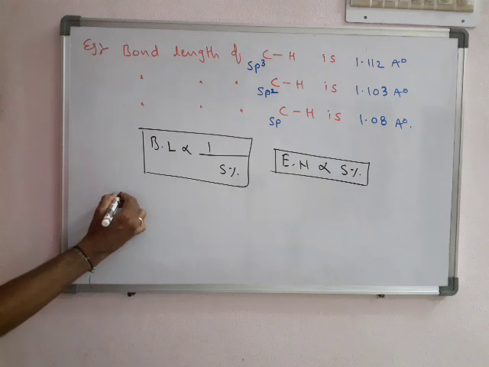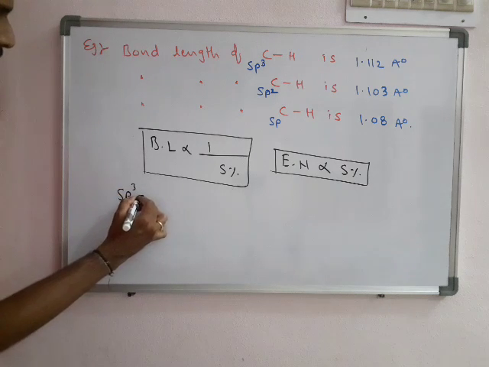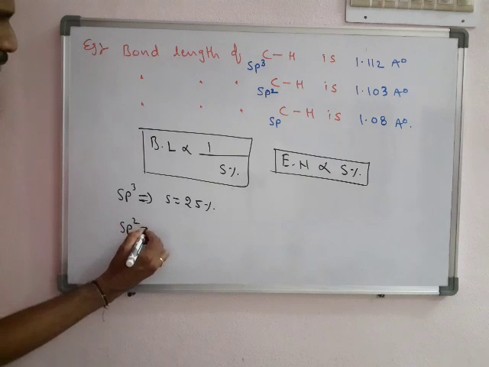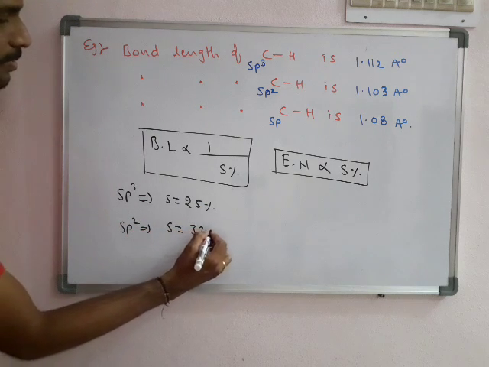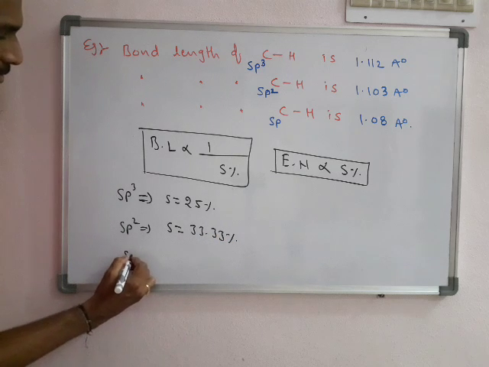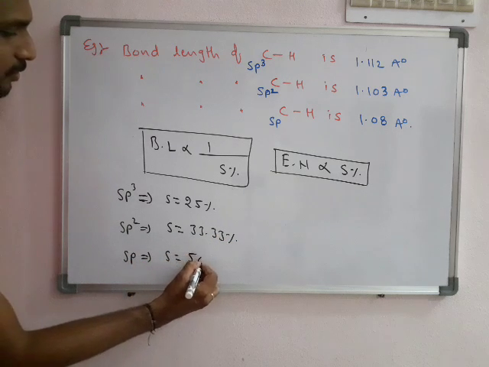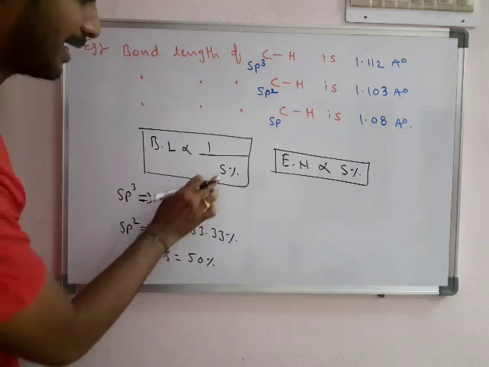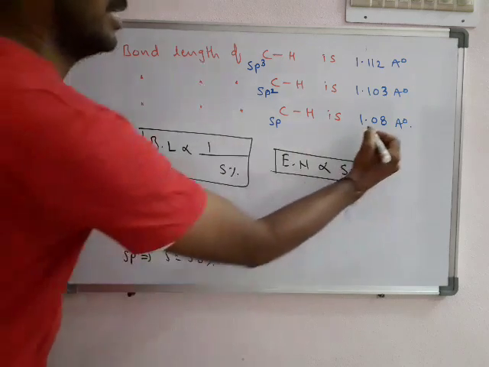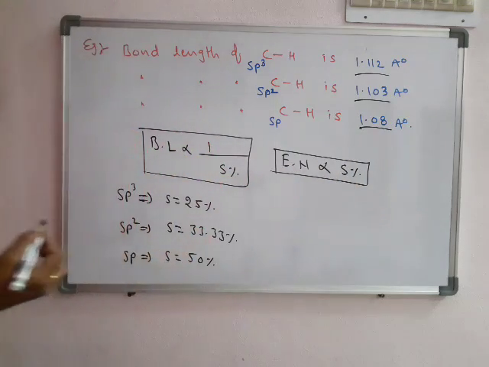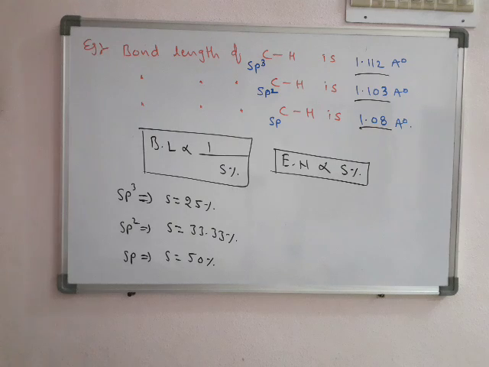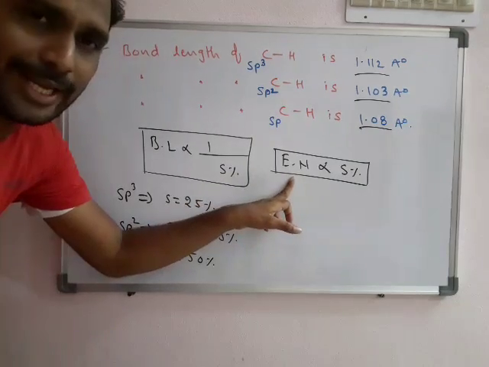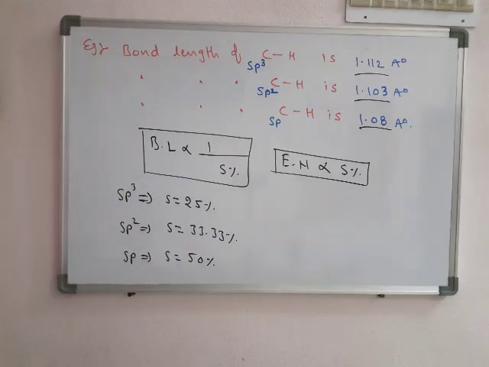Here in sp3, what is the s character? There is only 25%. In sp2, approximately 33.33%. In sp, 50%. So 50% means more electronegativity, more attraction power, s percent increases and the bond length decreases. So very small variations take place due to the s character. In this example we got the effect of s percent, nothing but electronegativity, and also hybridization.